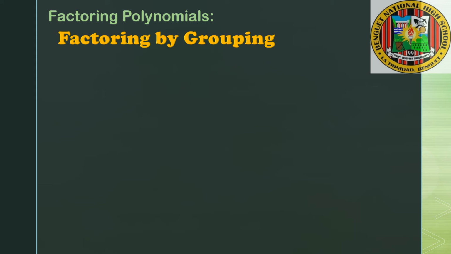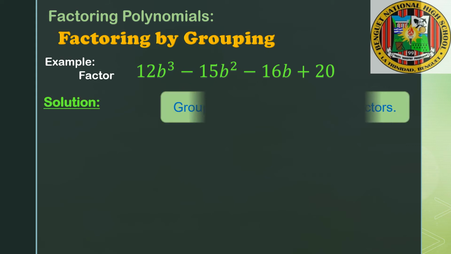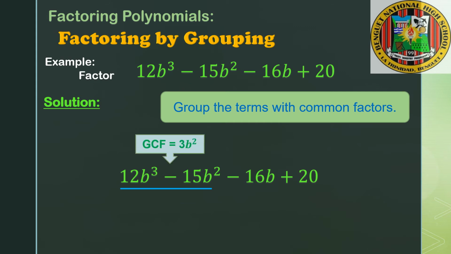Let's see another example. Factor out the polynomial 12b cubed minus 15b squared minus 16b plus 20. We begin by grouping together the terms. Again, you can have a different grouping besides the one shown here, but for this solution, we have 12b cubed minus 15b squared as the first group because their common factor is 3b squared, while we have negative 16b plus 20 as the second group, with 4 as their common factor.